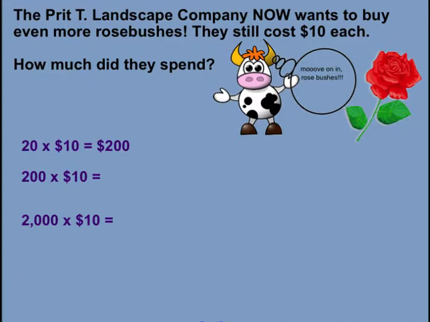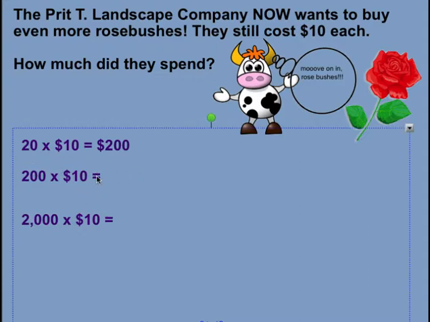Well, business is so good at the Pretty Landscape Company that now they want to buy even more rose bushes. They still cost $10 each. So how much did they spend? Let's take a look at some examples down below. Before we knew that when they bought 20 rose bushes at $10 each, they spent $200. What would happen if they bought 200 rose bushes at a cost of $10 each?